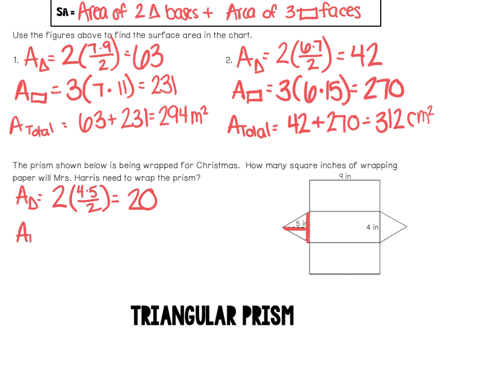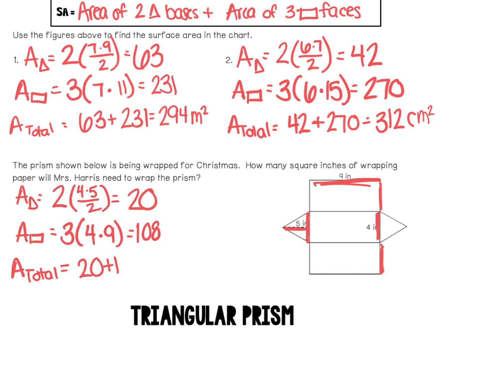And then same thing with these rectangles. We can see that only one short side is labeled as 4, which means all of these rectangles are going to be the same, which means I have 3 4 by 9 rectangles, right? Which is 108 when you multiply that together. 3 times 4 times 9. When I go ahead and get a total of that, I'm going to add 20 and 108, which gives you 128 inches squared.